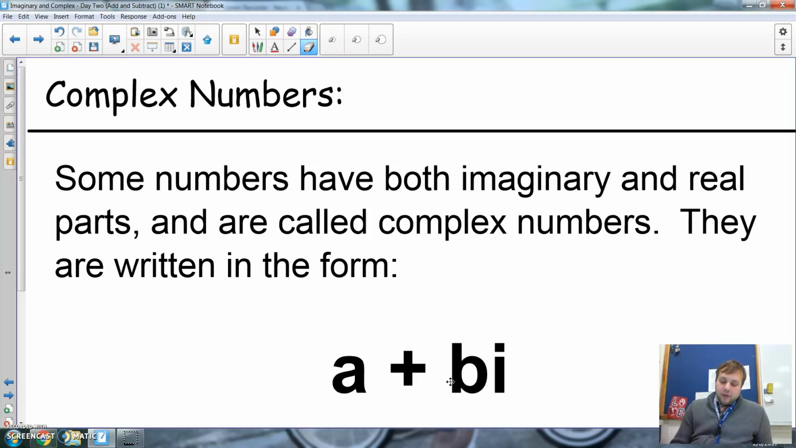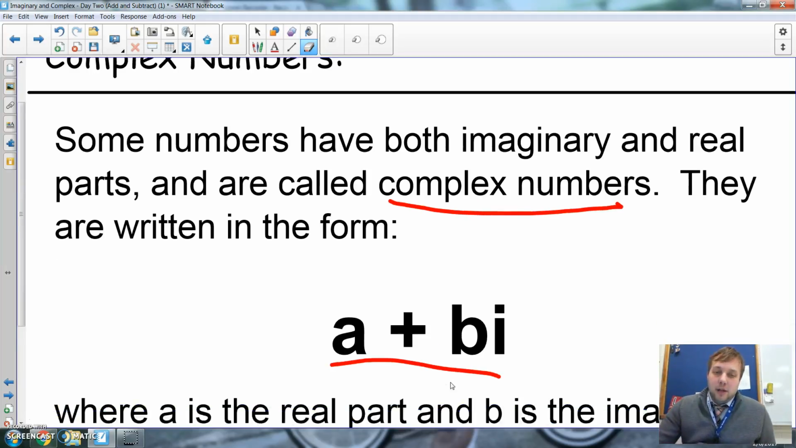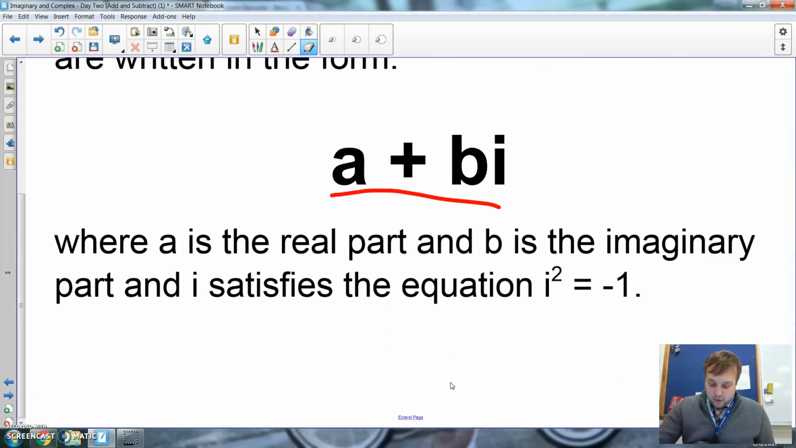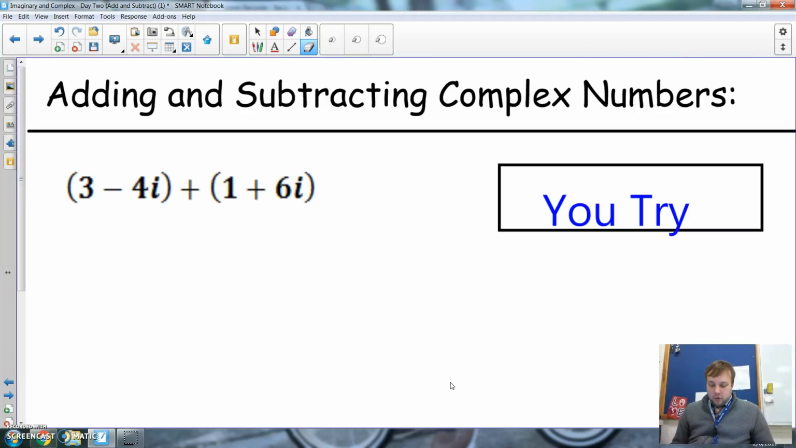All right. Some numbers have both imaginary and real parts. They're called complex. And that's really what this chapter is all about, complex numbers. They're written in this form. You guys don't have to worry about this too much. You just might want to fill in the blanks just in case. All right, so let's do some work here.